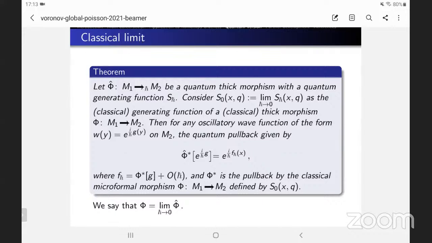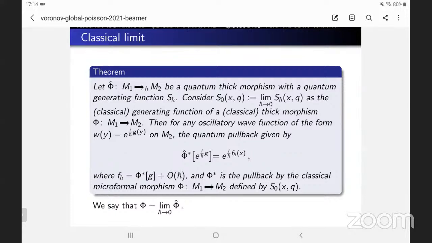Okay, so this is a proper classical limit. So the thick morphisms are proper classical limits of these integral operators. Or put this differently, these integral operators are a quantization, or quantum version, of thick morphisms.